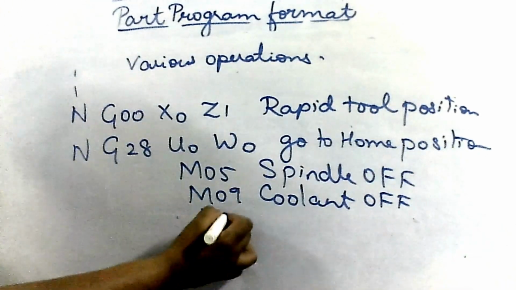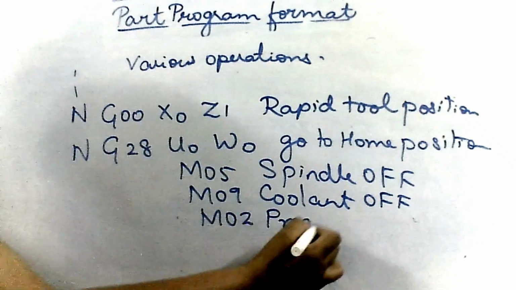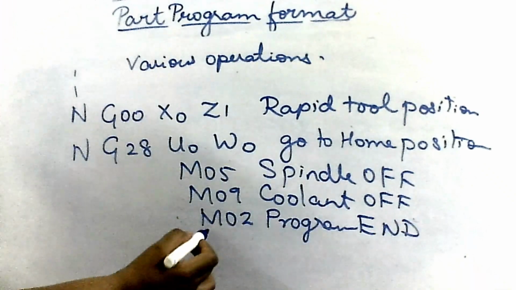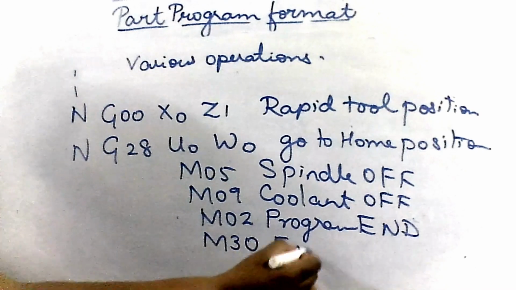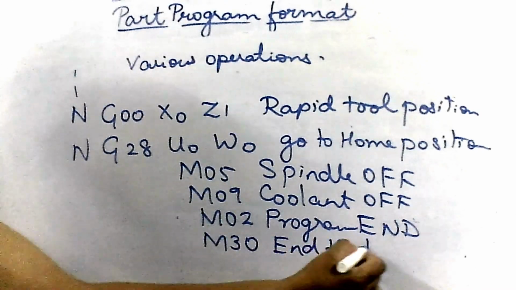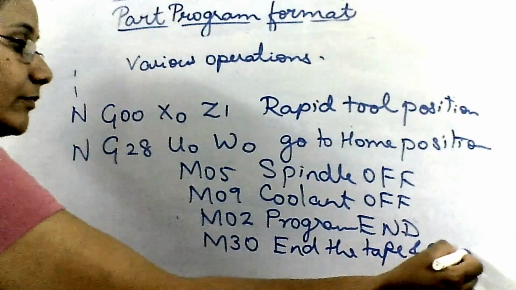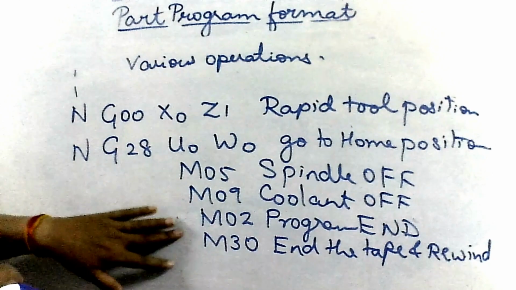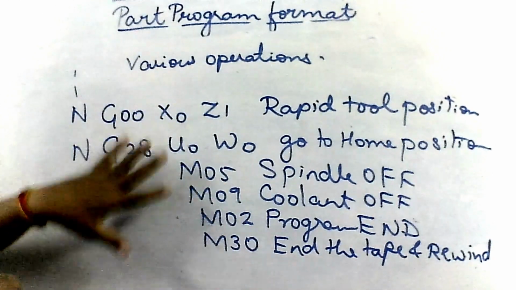Then we have M02, that is end the program. Then last we have M30, that is end the tape and rewind. So 1, 2, 3, 4, 5, 6. These 6 parameters you have to mention at the last of the program.